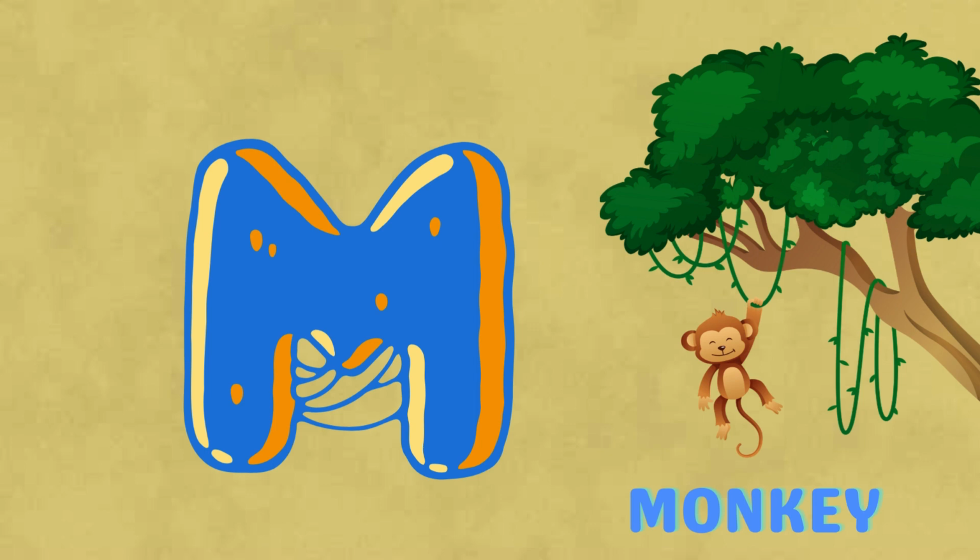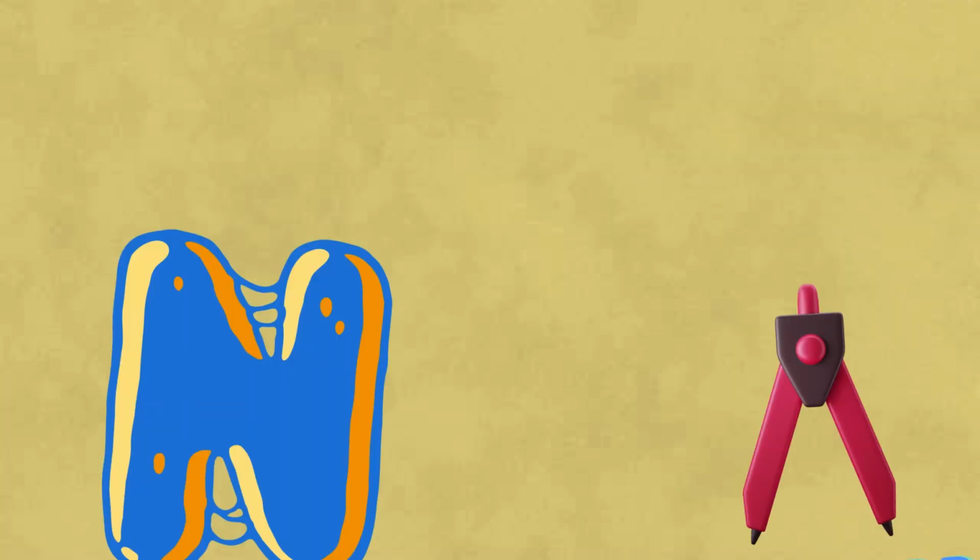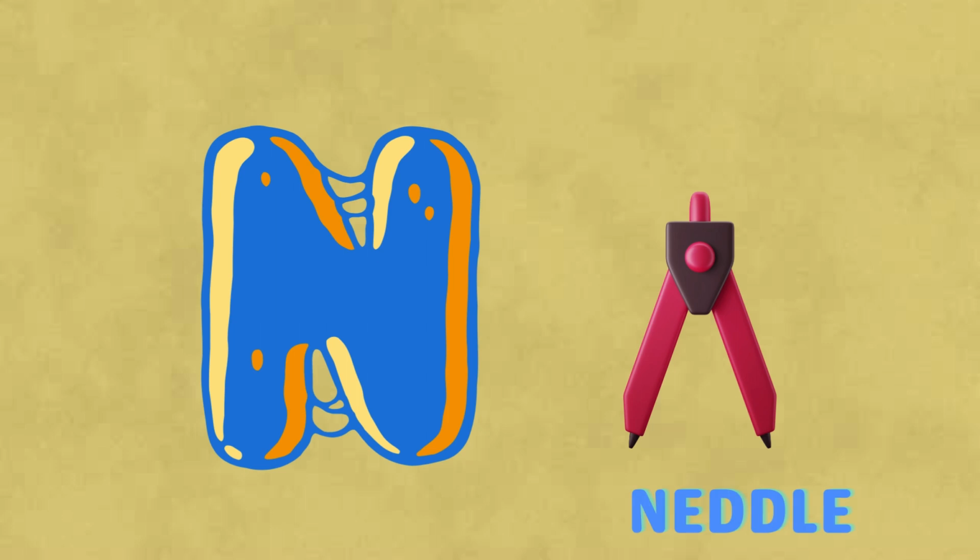monkey, M, monkey. N is for needle, needle, N, needle.